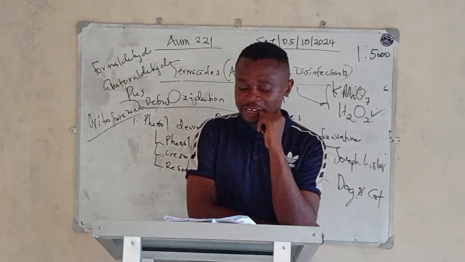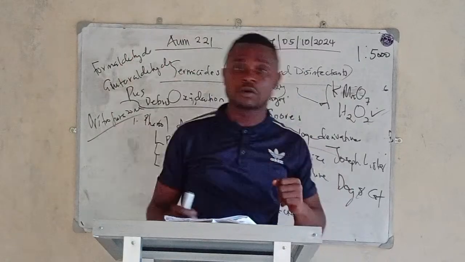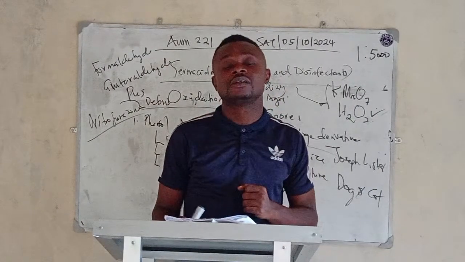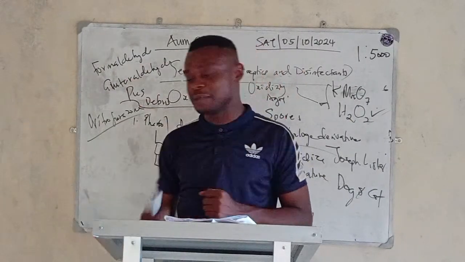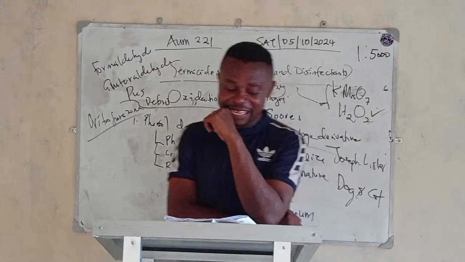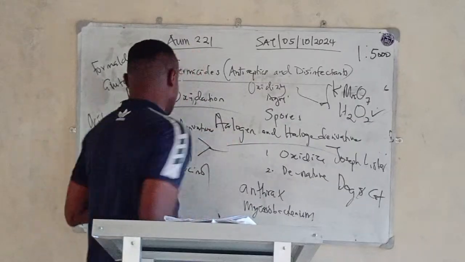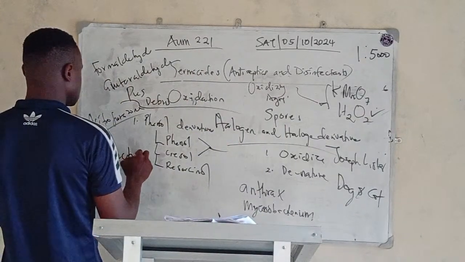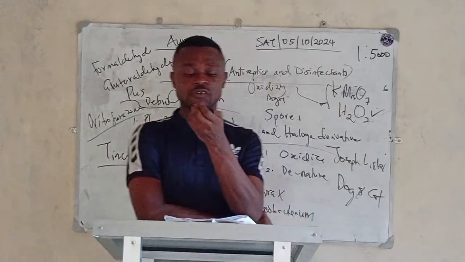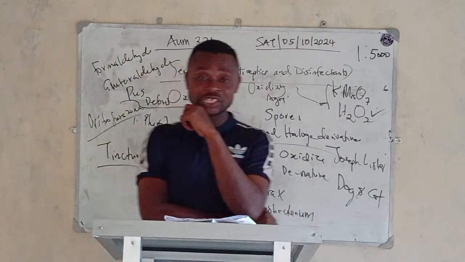Now, iodine can kill both the pathogen, the bacteria, and the spores. It can kill both the vegetative and sporulating bacteria. It's highly active, especially when it is in the form of tincture. We know what iodine tincture is. A tincture is the solution of iodine in alcohol. So iodine is highly active when dissolved in alcohol to form tincture.